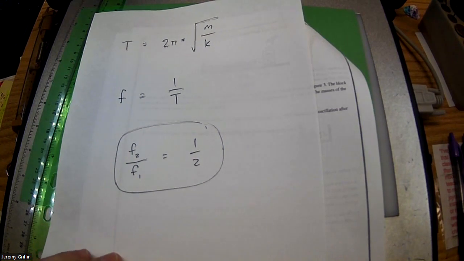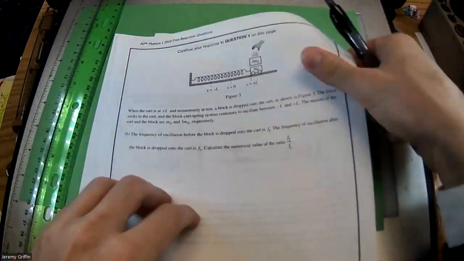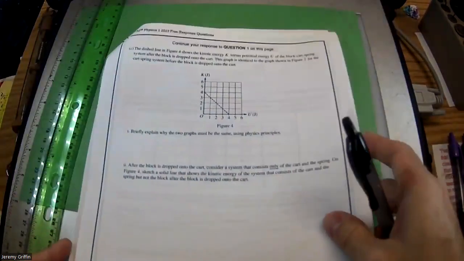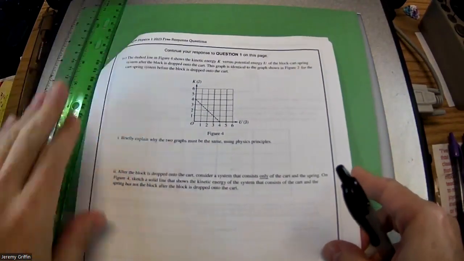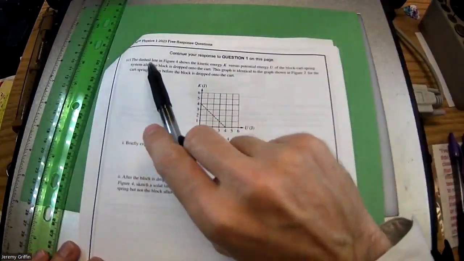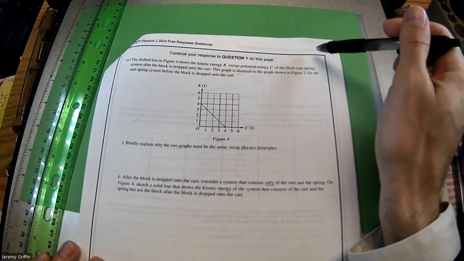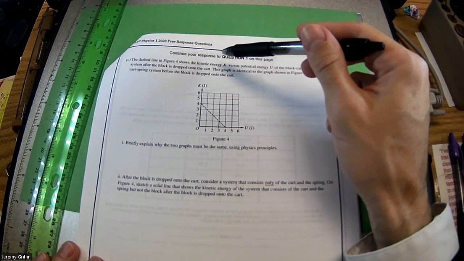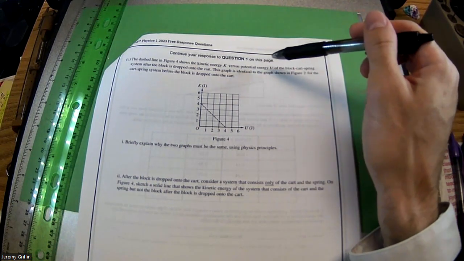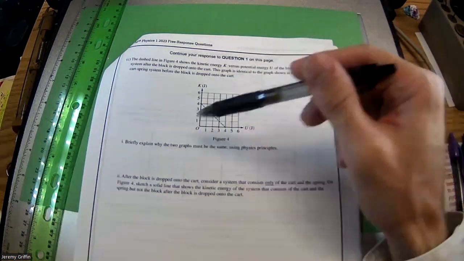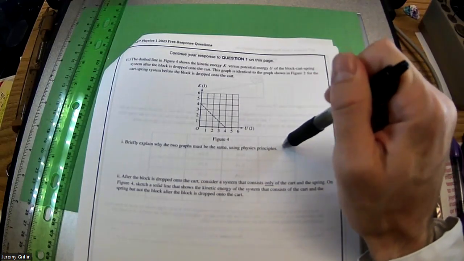Okay, you guys get there? Again, I would write that out more, but I'm trying to save a little bit of time here. There's more. The dashed line shows kinetic versus potential energy of the block-cart-spring system after the block is dropped onto the cart. The graph is identical as before. Why should it be the same using physics principles?